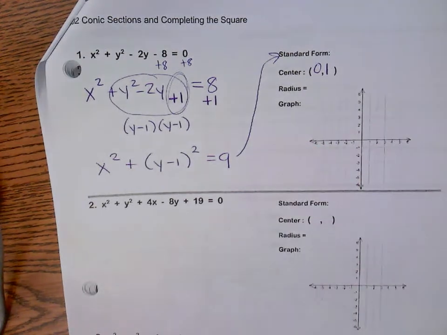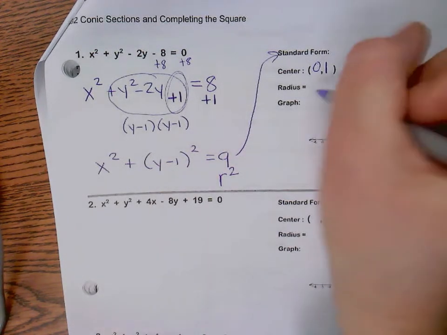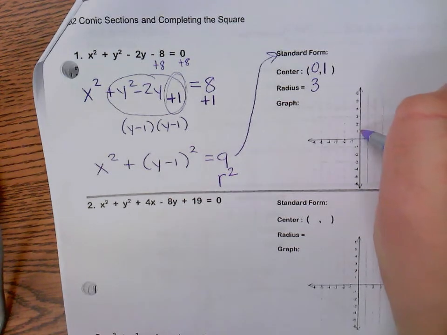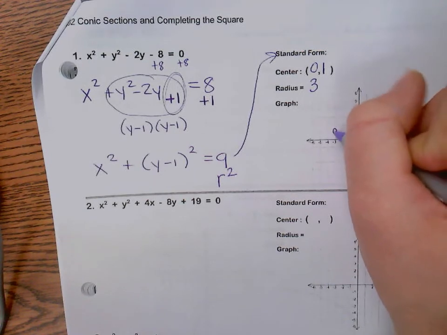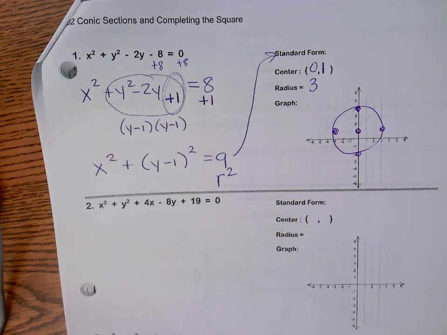And what is my radius? This is r squared in the equation. So r by itself is just the square root of that. So I want to draw a circle that has a center at 0, 1, and a radius of 3. So you just mark your center, and then I like to dot my four dots that are 1, 2, 3 units away, so I can connect them the best I can to sketch my circle. So just roughly sketch your circle using those dots.